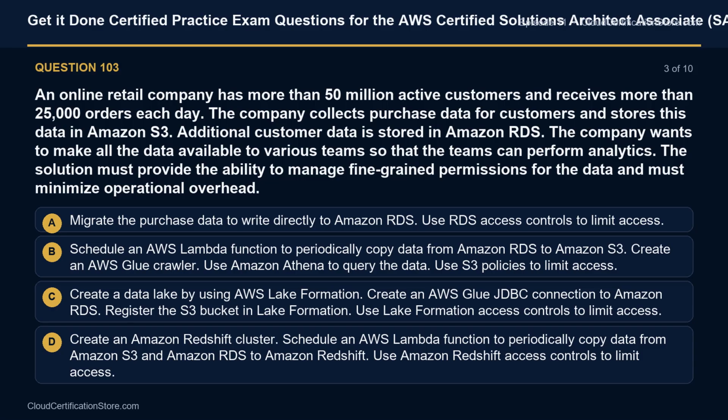Question 103. An online retail company has more than 50 million active customers and receives more than 25,000 orders each day. The company collects purchase data for customers and stores this data in Amazon S3. Additional customer data is stored in Amazon RDS. The company wants to make all the data available to various teams so that the teams can perform analytics. The solution must provide the ability to manage fine-grained permissions for the data and must minimize operational overhead.